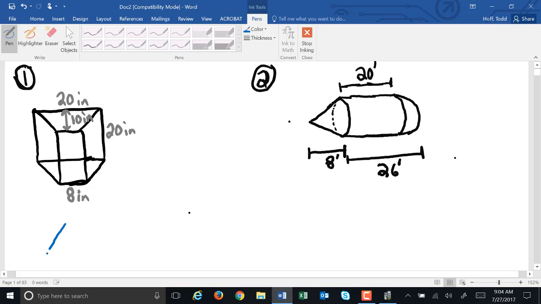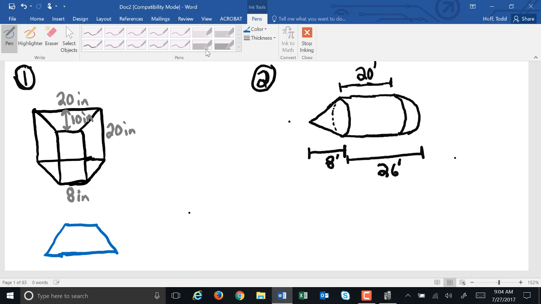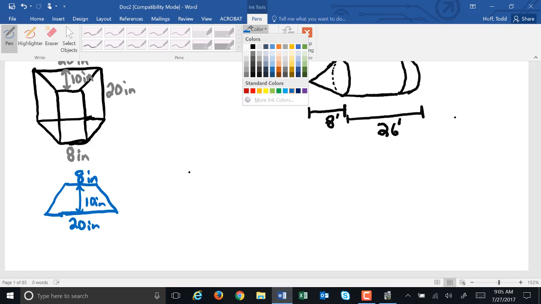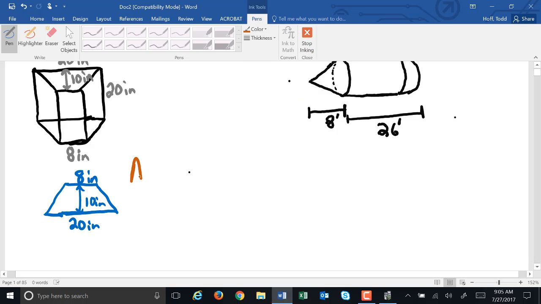I'm actually going to flip it over, if my pen will work, and draw it like this. Now, this trapezoid is 8 inches on top, 20 on bottom, and it is 10 going this way. So for volume, the first thing we have to find is the area of a base.